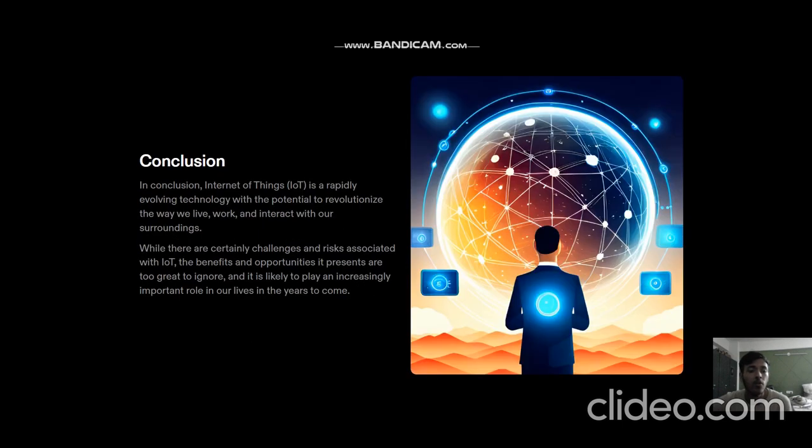To conclude the topic, we can say that IoT is a rapidly evolving technology with the potential to revolutionize the way we live, work, and interact with our surroundings. While there are certainly challenges and risks associated with IoT, the benefits and opportunities it presents are too great to ignore, and it is likely to play an increasingly important role in our lives in the years to come. And we have concluded the IoT topic.